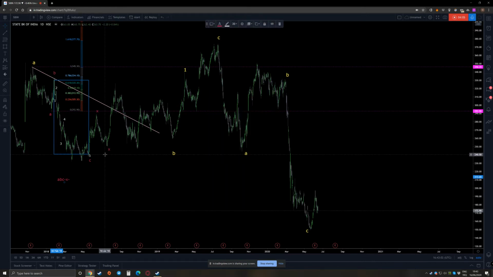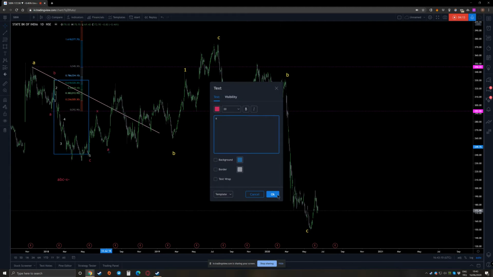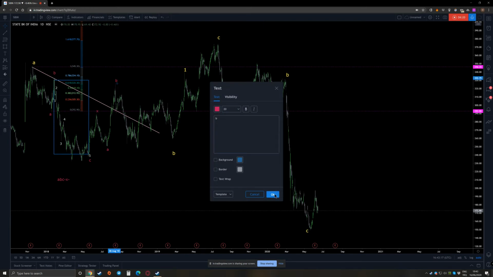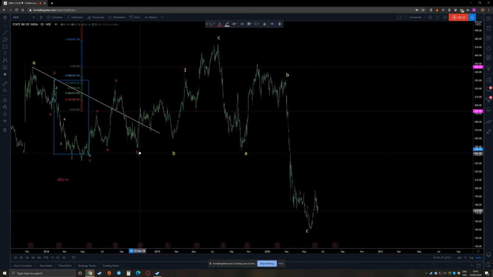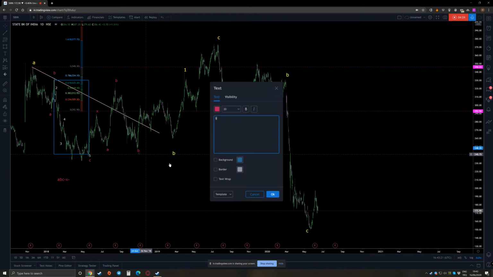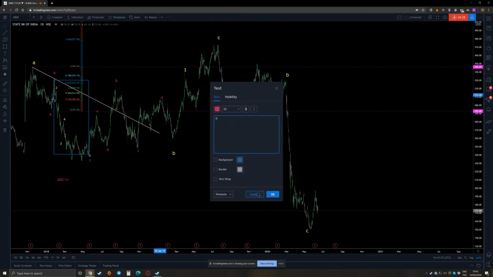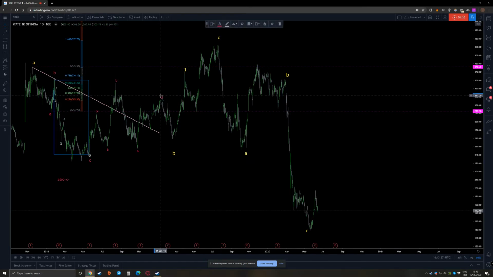Now, what can this second correction be? Well, to me, this looks like a perfect triangle. And this triangle, because it is in the place where it happens at the end of a complex correction, it means that this is a non-limiting triangle. And these non-limiting triangles are so common.